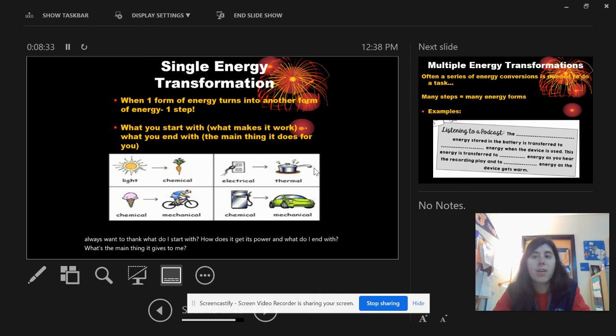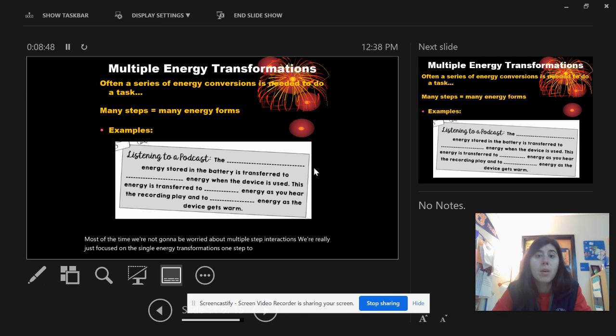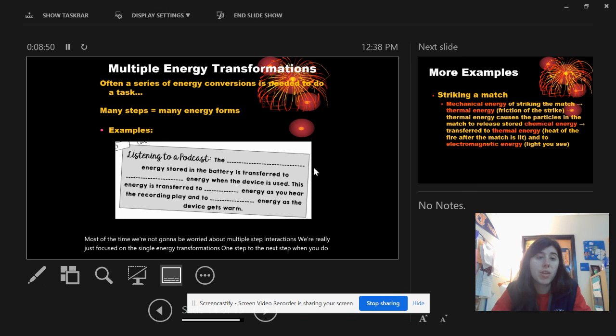There's also things called multiple energy transformations, that is going to be more steps to it. Most of the time, we're not going to be worried about multiple step interactions. We're really just focused on the single energy transformations, one step to the next step. When you do a multiple energy transformation, it's focusing on a task. So the example here is listening to a podcast, which is what you're doing right now.